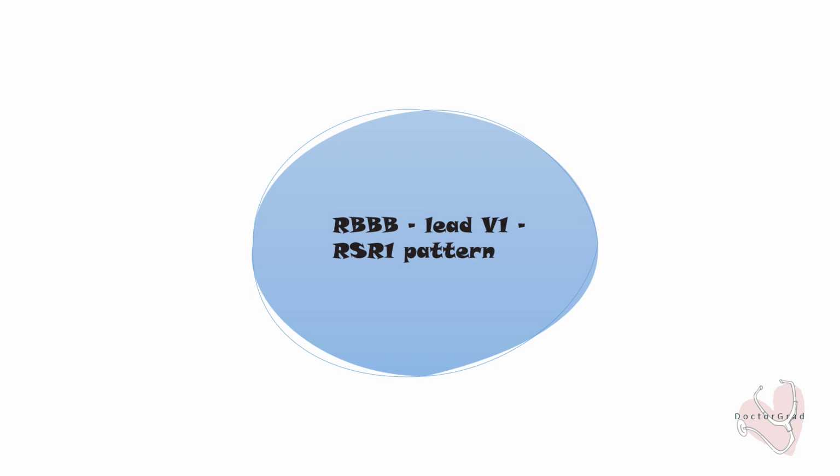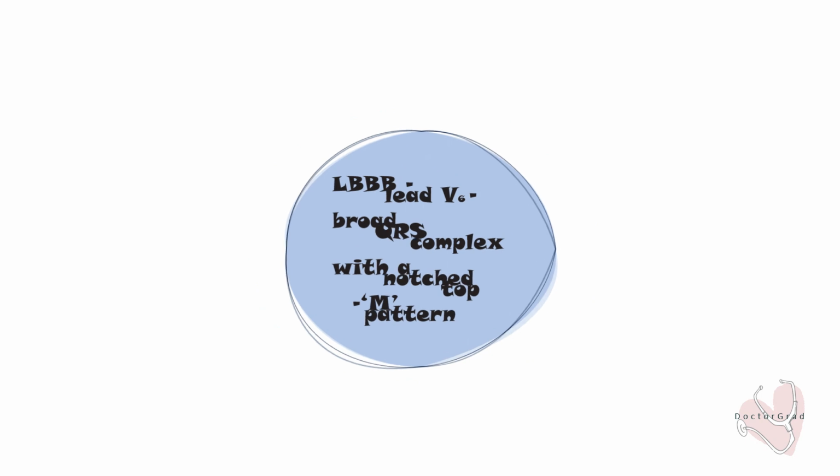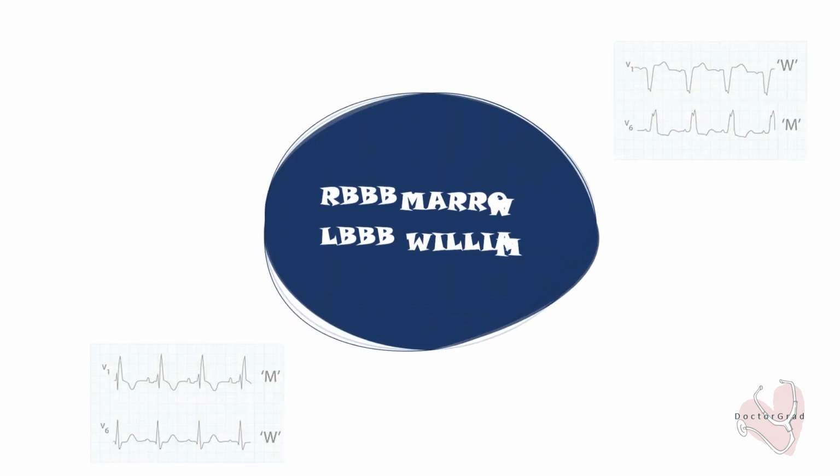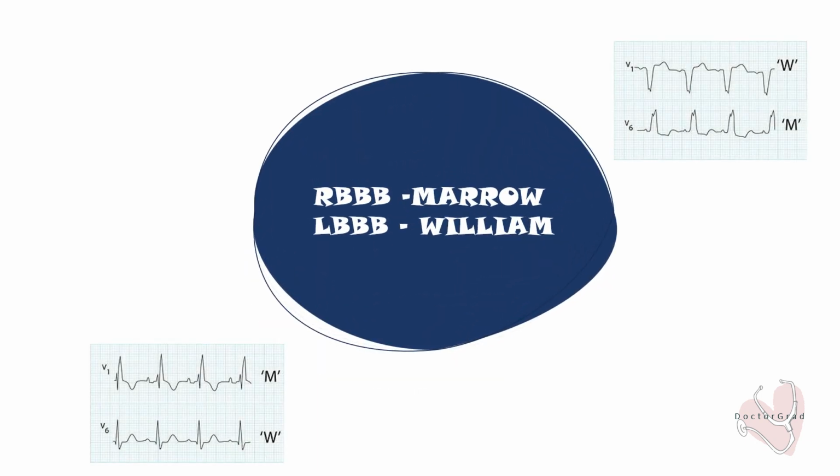To summarize, in RBBB we have in lead V1 an RSR' pattern. In lead V6 we have a broad QRS complex with a notched top, which is called an M pattern. Just remember it with the mnemonic: in RBBB, we have Marrow, that is M pattern in V1 and W pattern in V6. In LBBB, we have William, W pattern in V1 and M pattern in V6.